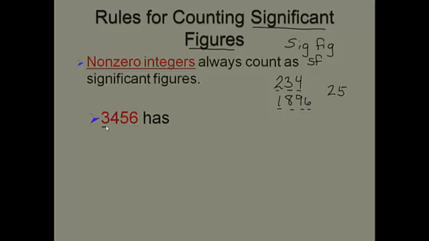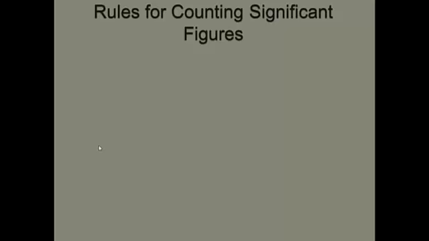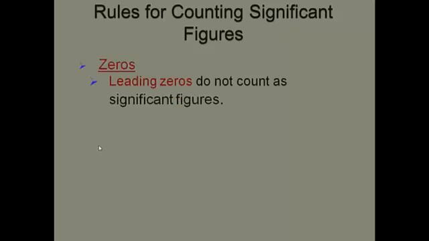3,456, there are no zeros in this number, so this number has 4 significant figures. Now, non-zeros are easy. They always count as significant. When we get to zeros, we have to start defining what our zeros are and looking at which ones count and which ones don't. The first zeros we're going to define are leading zeros.